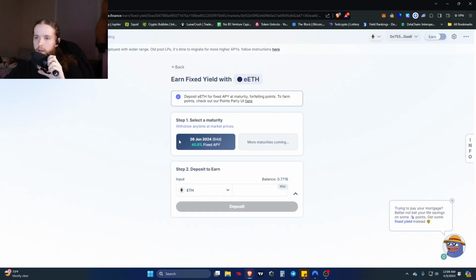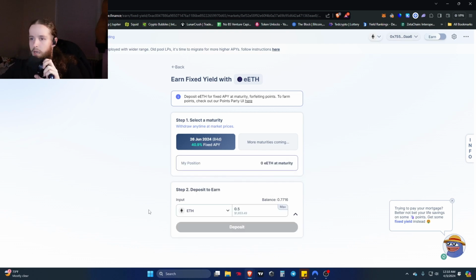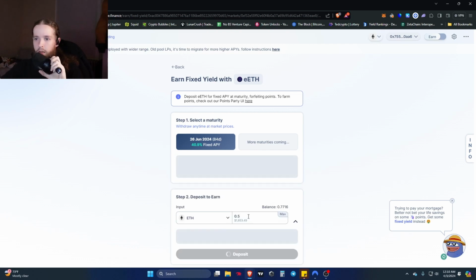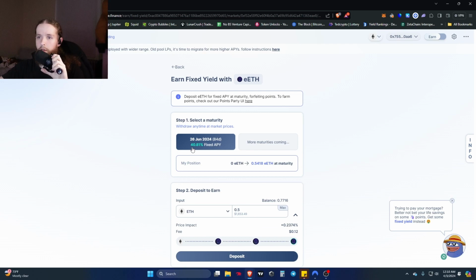Well, I don't have any EtherFi ETH right now, so let's just say regular ETH. If I wanted to deposit 0.5 ETH into this pool, I would be earning 40.81% APY for the next 84 days until this pool matures. And when I remove it, I would have 0.5418 ETH, which is the same as regular ETH. So that is the current state of affairs here with Pendle.